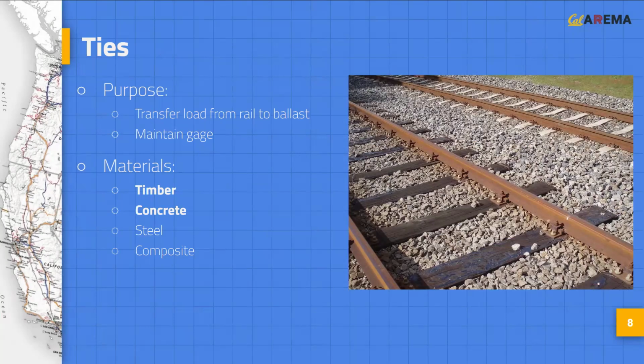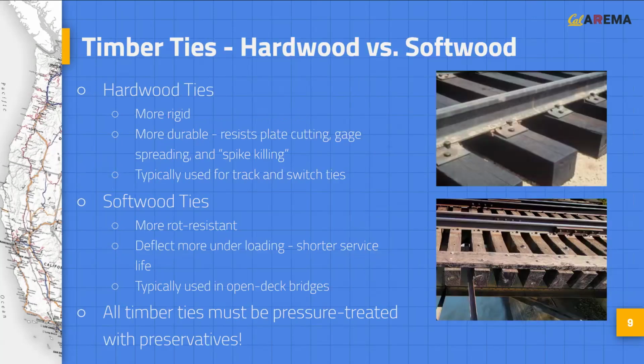The purpose of the tie is to transfer the load of the train from the rail above to the ballast below and to maintain proper gauge, which is the spacing between rails. Ties are typically made of timber or concrete, though steel and composite ties may also be used in special cases. The selection of tie material is dependent on track usage, traffic volumes, climate, and economic considerations. Because of differing structural properties and maintenance requirements, it is not recommended to intermix ties made of different materials. We will start with timber ties.